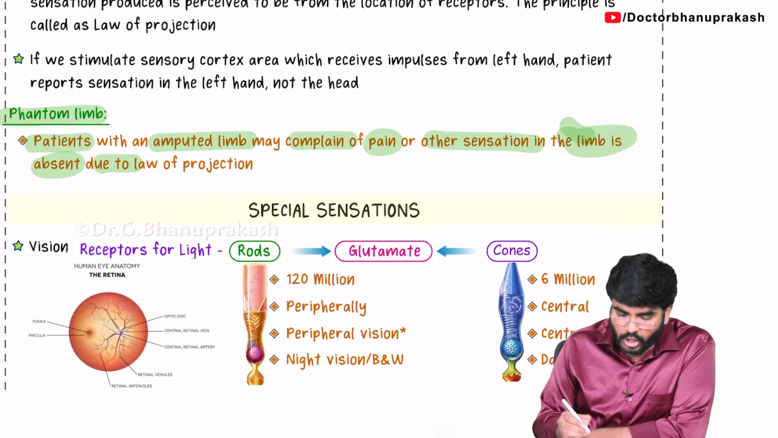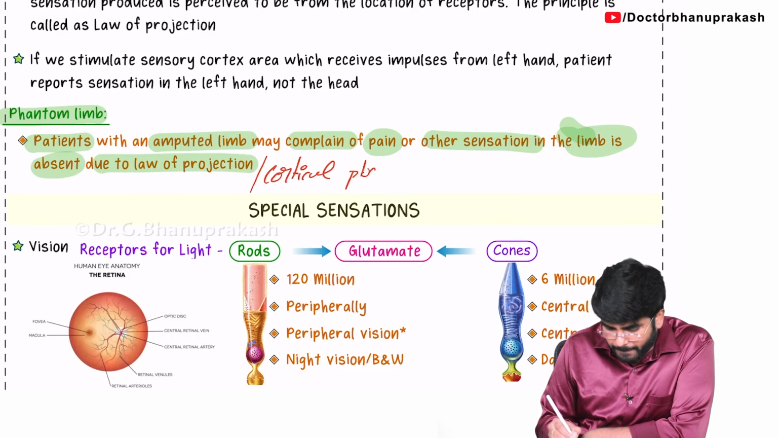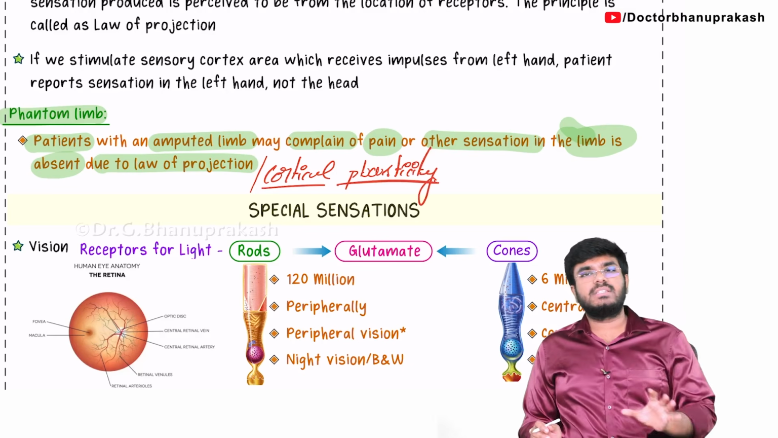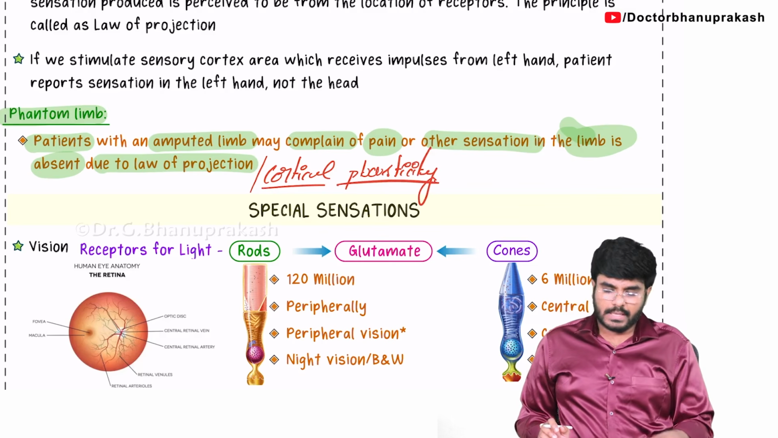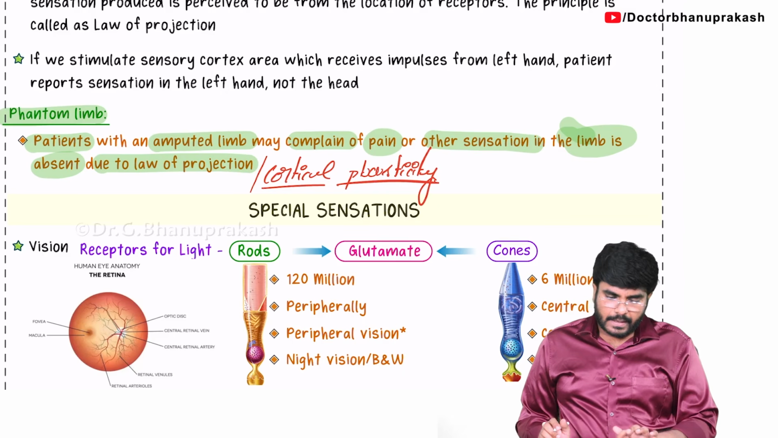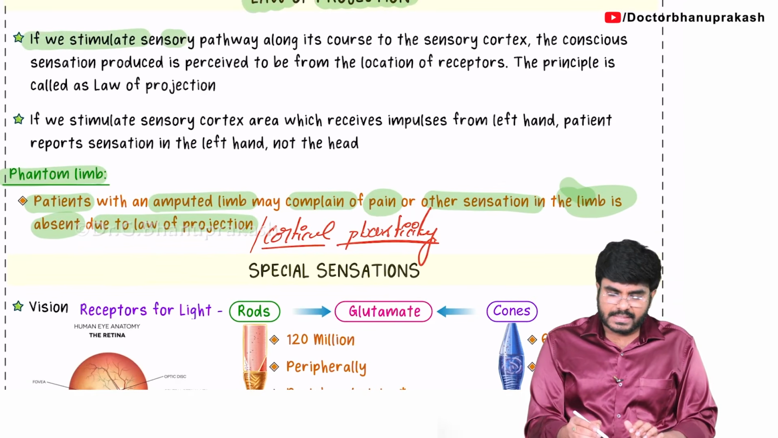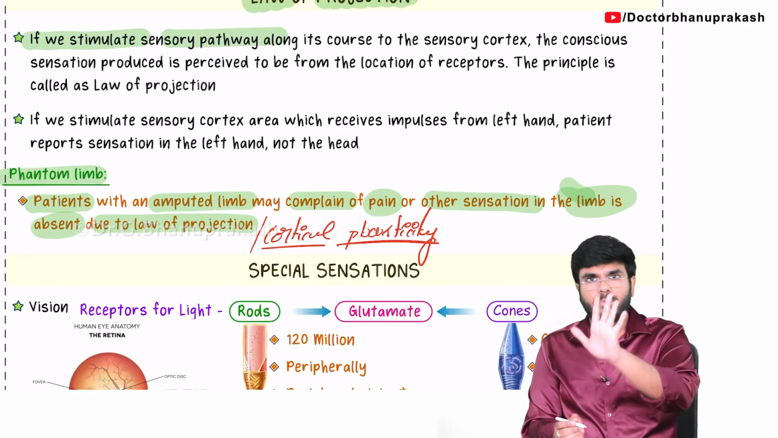This is due to the law of projection, or you can say cortical plasticity. I have told you what is cortical plasticity. Cortical plasticity means the surrounding parts of the somatosensory cortex will start to stimulate this region. Now, look at the definition of the law of projection. The law of projection tells you, if you stimulate the sensory pathway along its course, that's first order, second order, third order neuron, somatosensory cortex.